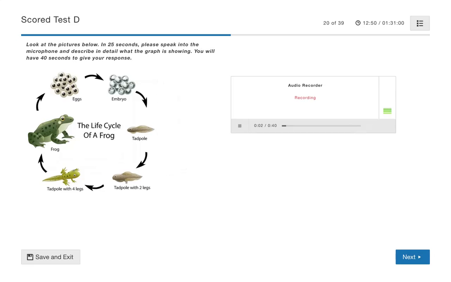This graph shows information about the life cycle of a frog. According to the graph, the first step of the process is eggs. The next step is embryo. The next step is tadpole. The next step is tadpole with 2 legs. The next step is tadpole with 4 legs. The final step is becoming a frog. In conclusion, it's a very informative graph about the life cycle of a frog.